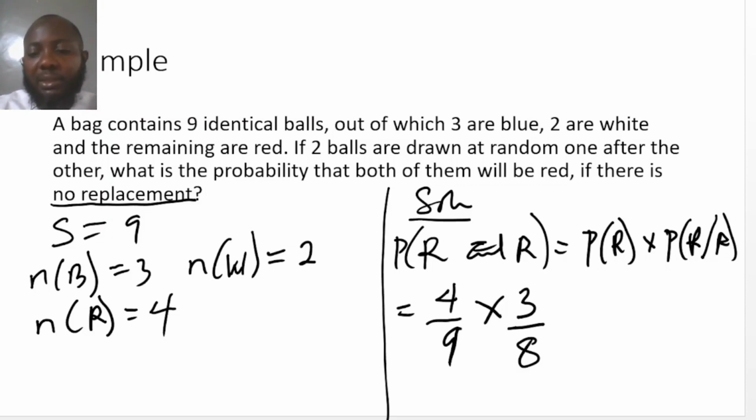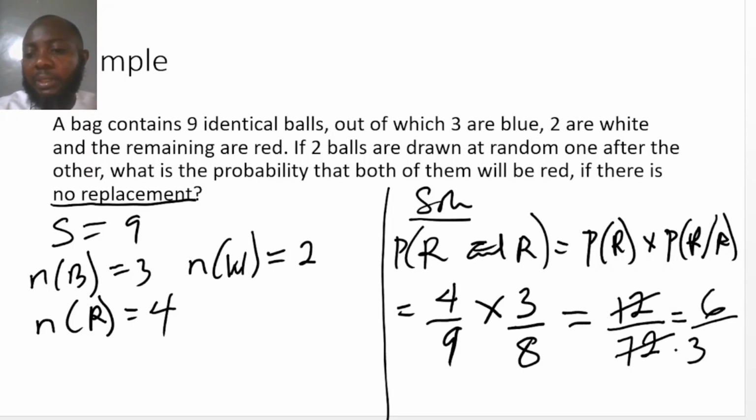So in that case, our answer here will be 4 multiplied by 3, which is 12. Then 9 multiplied by 8, which is 72. So we can reduce this one further. 2 into 12 is 6, 2 into 72 is 36, and then 6 into 6 is 1, 6 into 36 is 6. So we have 1 over 6. So the answer is 1 over 6. I hope this is very clear.